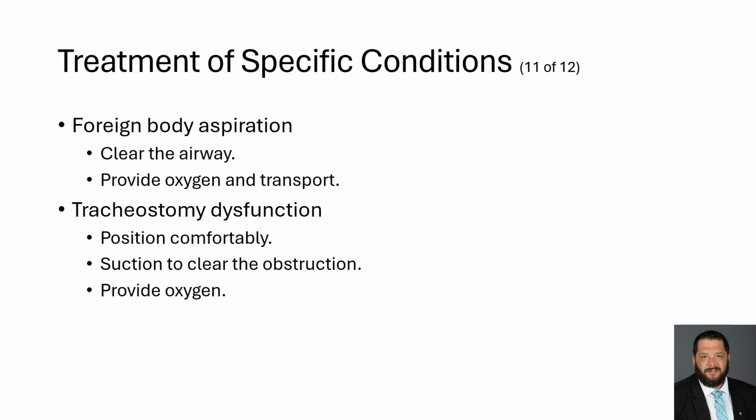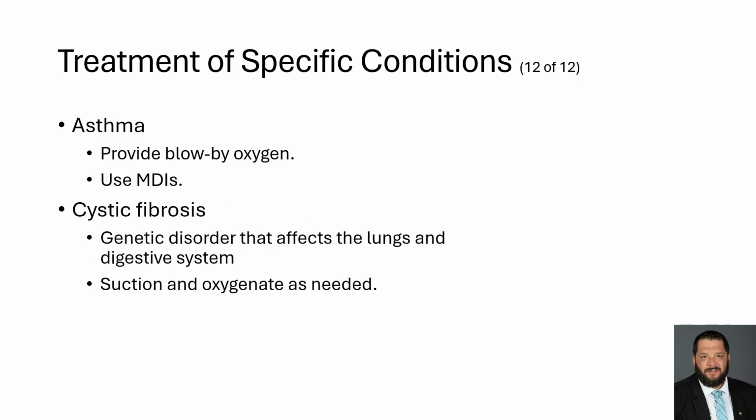You can provide oxygen by placing a non-rebreather mask or simple face mask over the tracheostomy tube. Never stick anything into the tracheostomy tube or occlude the tracheostomy tube device. With asthma, again, provide blow-by oxygen and consider the use of metered dose inhalers. And for cystic fibrosis, these are genetic disorders that can affect the lungs and digestive system. Our primary treatment goal will be supportive care with suction and oxygenation and transport to a definitive care location.